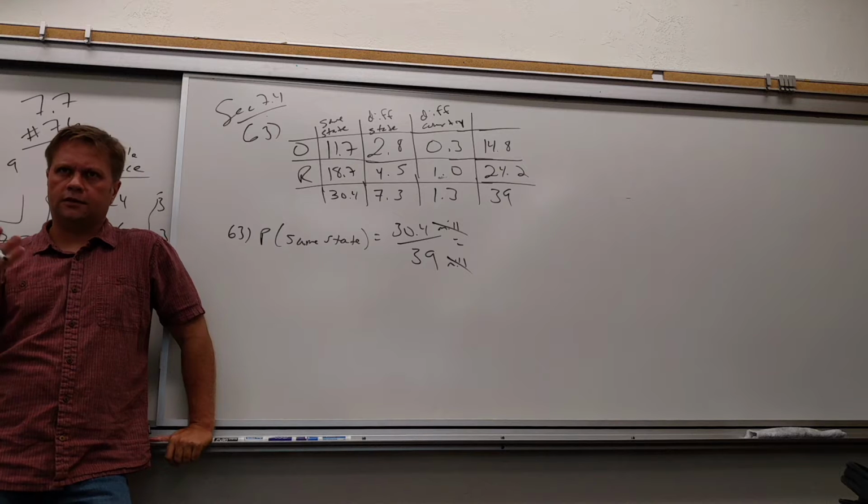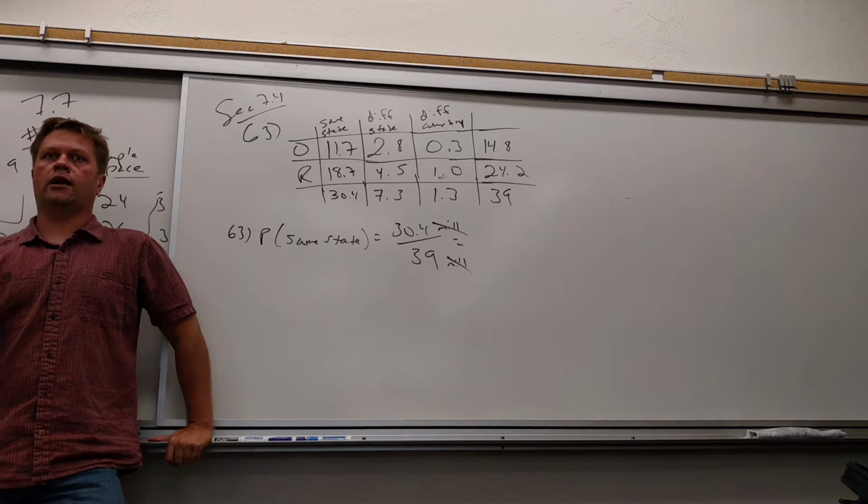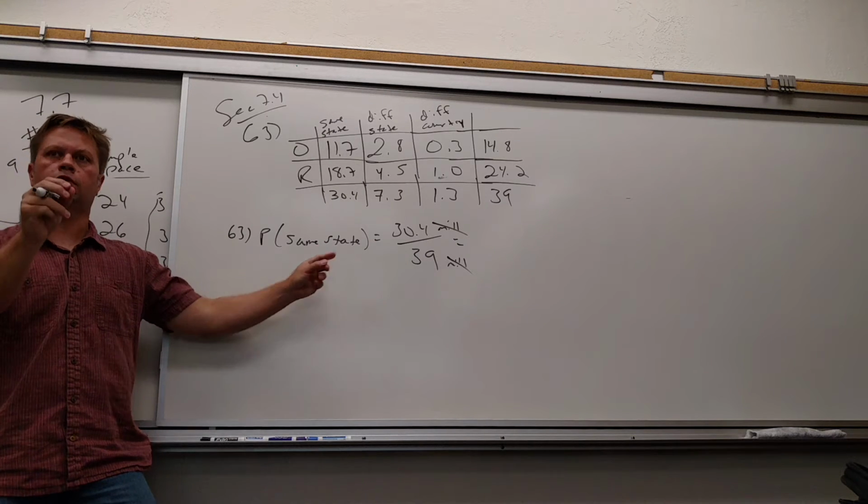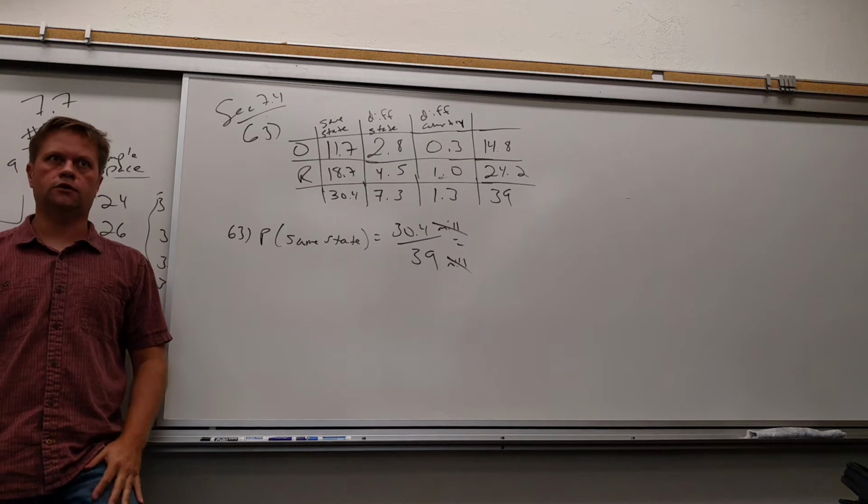How are we doing there? That's the basic fundamental idea of probability. The bottom is everything that could have happened, and the top is specifically how many match what you're looking for. Right? That's how probability works at the base level.